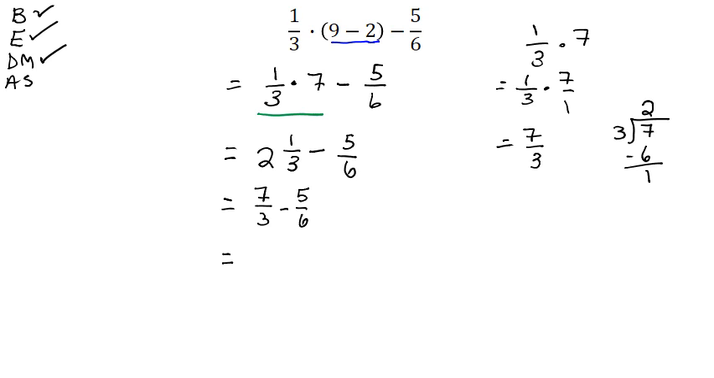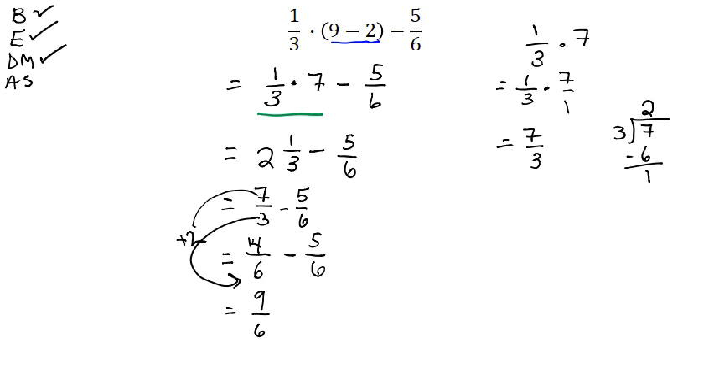Now to subtract, I need a common denominator. My common denominator will be 6. So I have to rewrite my 3 with a denominator of 6. And this one with a denominator of 6. How do I get from 3 to 6? Multiply by 2. So I'm going to do the same thing with the 7. 7 times 2 is 14. And 5/6 can stay the way it is. Then I need to do 14 minus 5, which is 9.